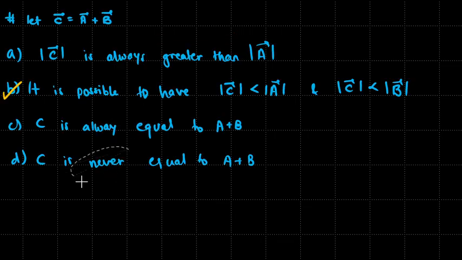I think "never" might be wrong. You can obviously get C to be equal to A plus B in some case. So I think we prove that A is wrong, C is wrong, D is wrong in some case, which means the only possible choice that we have is B is correct. And we also prove that B is correct.